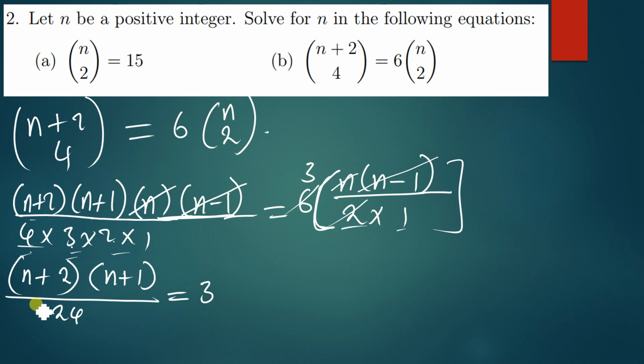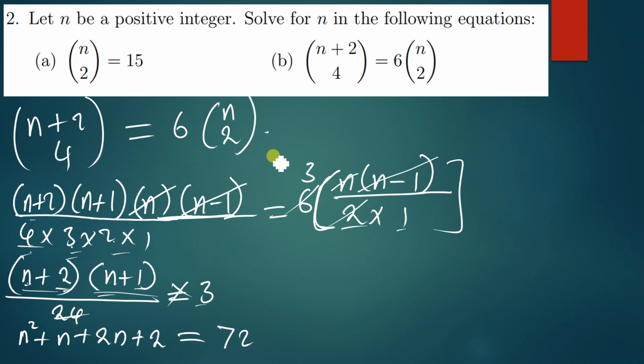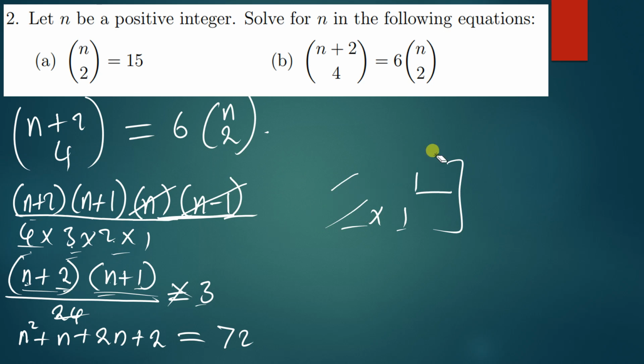So the other thing that we're going to do is cross multiply. As we're cross multiplying, we're going to multiply this and that. So n times n, we're getting n squared. n times 1, we're getting positive n. 2 times n, we're getting 2n. Then 2 times 1, we're getting 2. And this is equal to 24 times 3, which gives us 72. So here it's just a matter of simplifying. So let us simplify.